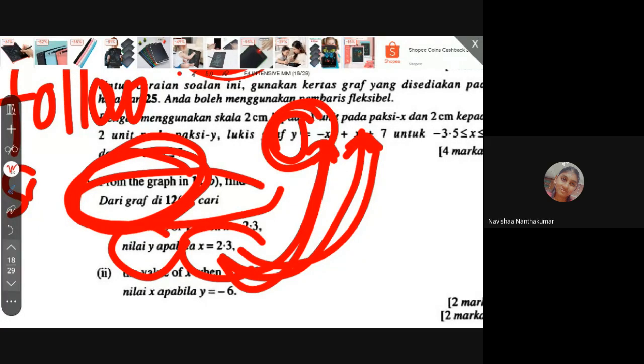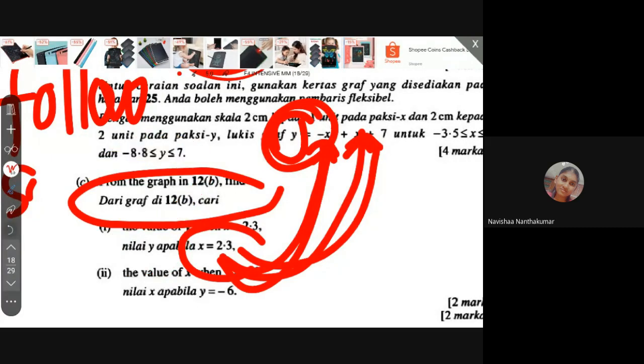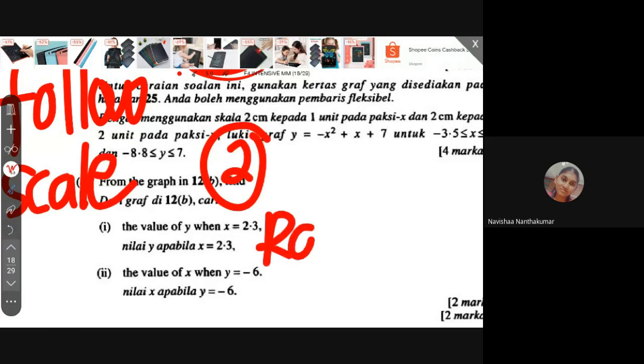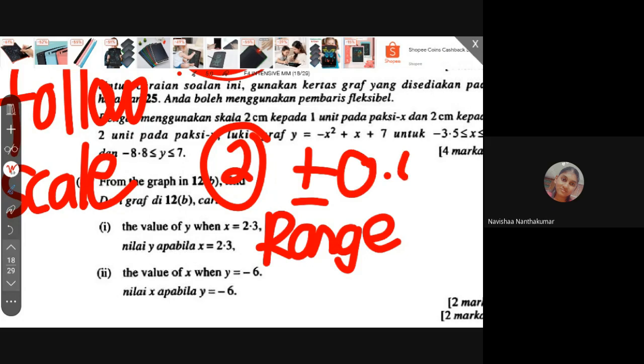Maksudnya semua orang akan dapat jawapan yang berlainan. Each people will get different answer because each graph is different. Okay, so macam mana mereka akan bagi markah kat kamu, they will have a range. Skema akan bagi julat yang diterima. There will be an acceptable range for your answer. Okay, so usually, I think it's plus minus 0.5 lah, if I'm not mistaken. Okay, biasanya jawapan adalah dalam julat tambah tolak 0.5.